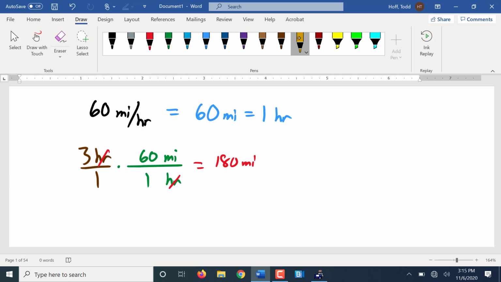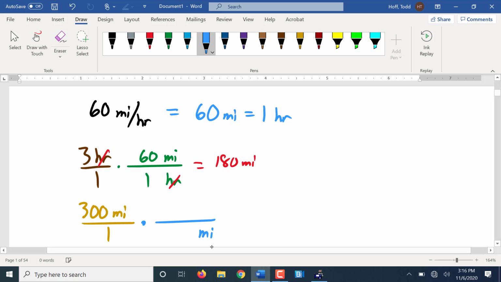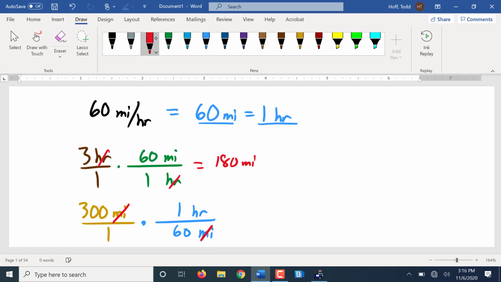But what if we were going a different direction? What if we wanted to know how long it will take to go 300 miles? To figure this one out, I want to get rid of the miles, so I'll put miles on bottom. 60 miles still equals 1 hour. So the miles cancel out. Now I've got 300 times 1 hour is 300 hours. 1 times 60 is 60. 300 hours divided by 60 is 5 hours.